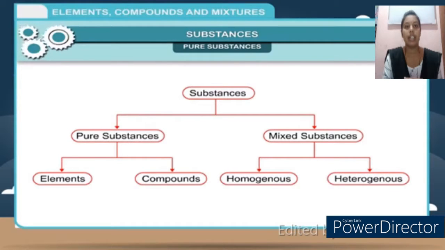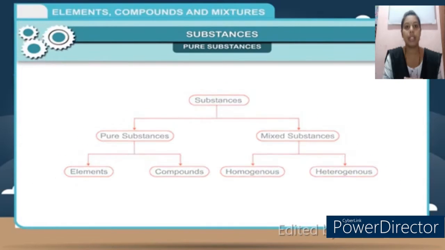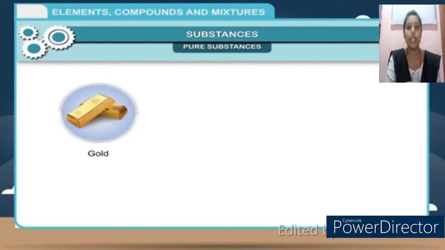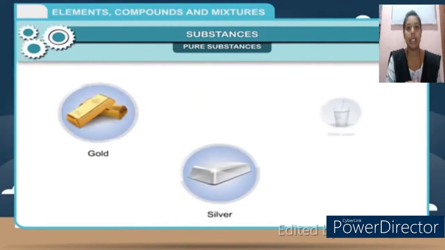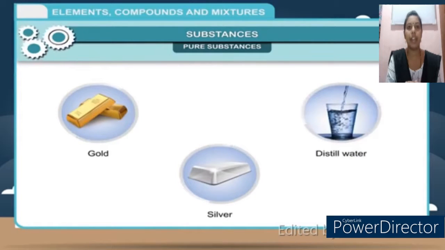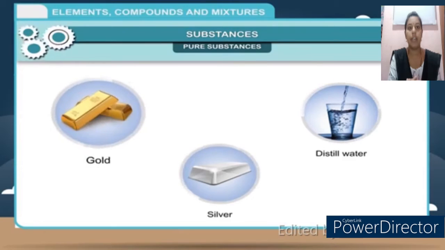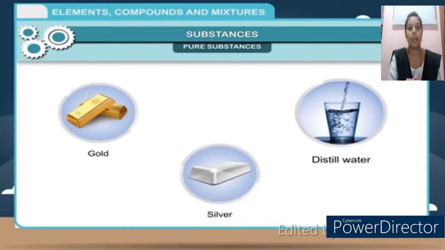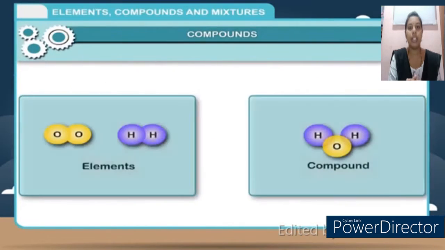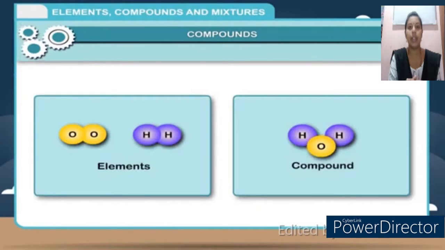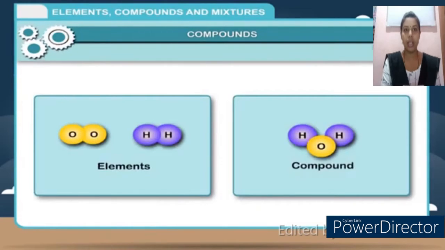First, let's discuss pure substances. Pure substances are single substances. It is defined as a substance which contains particles of the same kind with the same properties, for example, gold, silver, and distilled water. A pure substance is either an element or a compound.